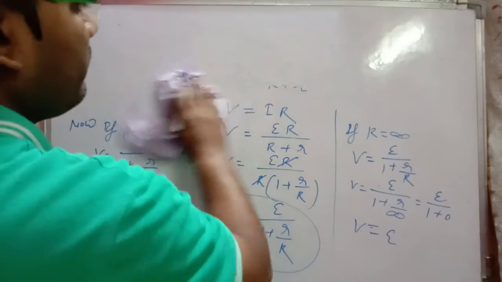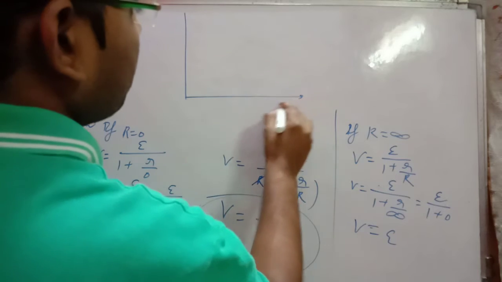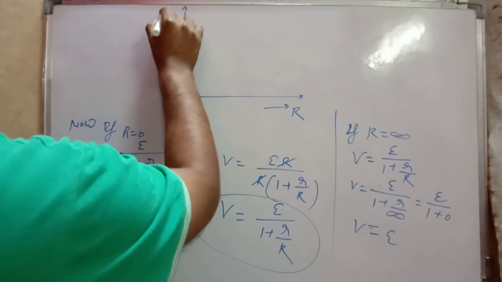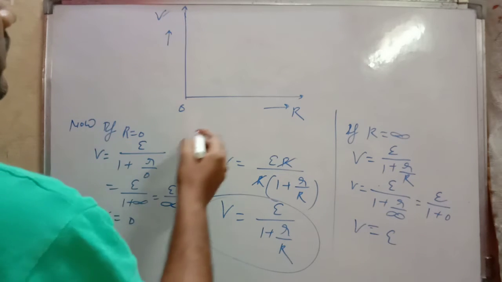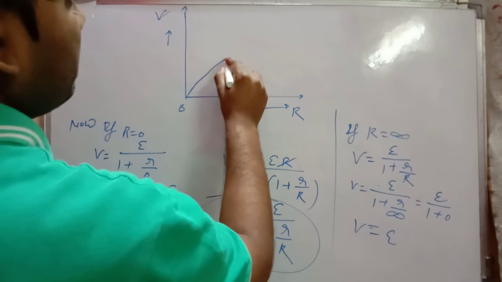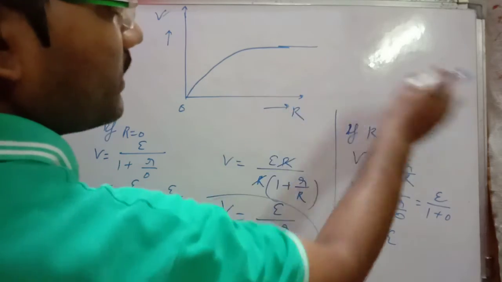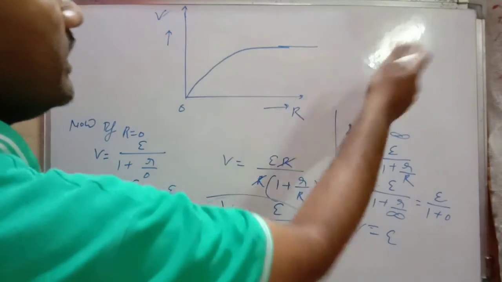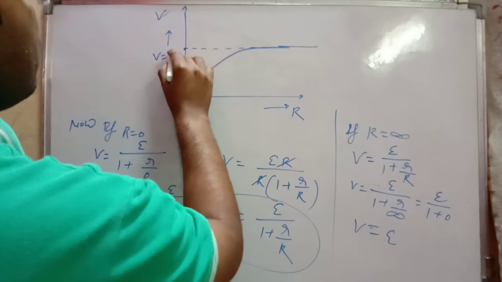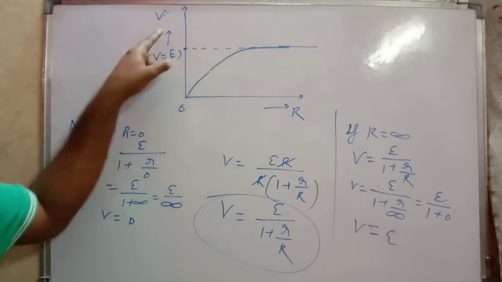Then here graph curve between V and R. Now here we take R, this one is the origin, this one is the V. And this graph continuously increases, becoming a straight line. Straight line, that means R becomes infinity. Here R becomes infinity. Now here this one is a joint, then this point becomes V is equal to E. So this one is the curve between V and R.